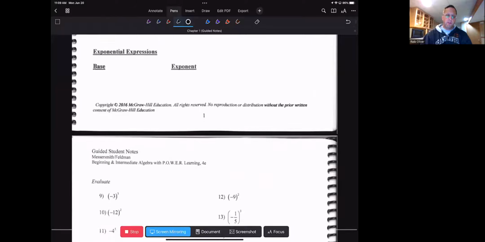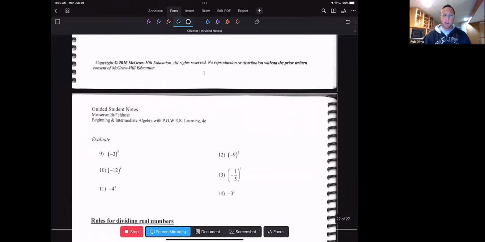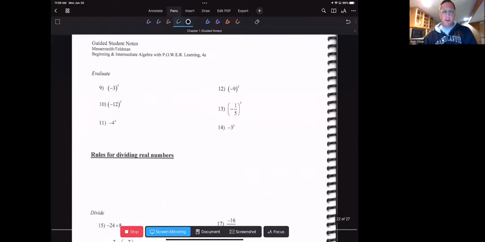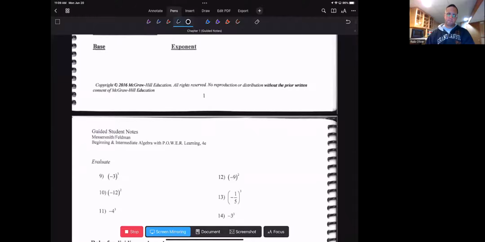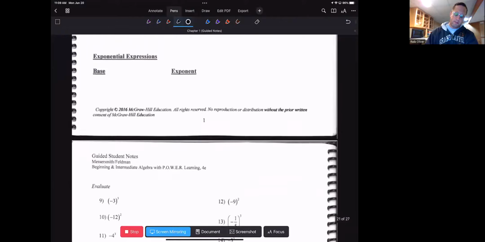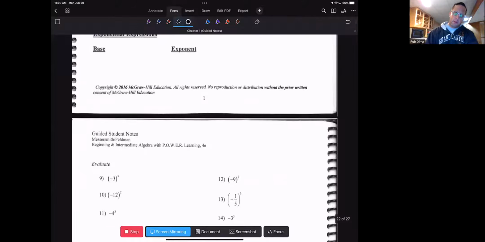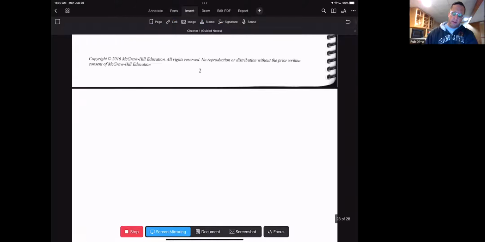All right, exponents or exponential expressions. Let's just go right through this here. What I'm going to do is, your notes don't give a ton of room here for this, so I'm going to add a page and just kind of talk about this.